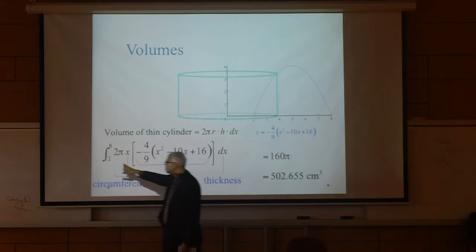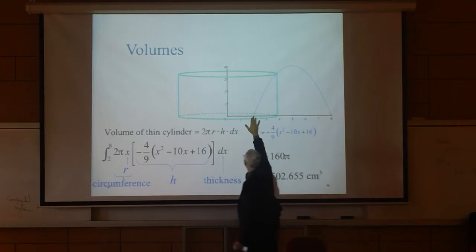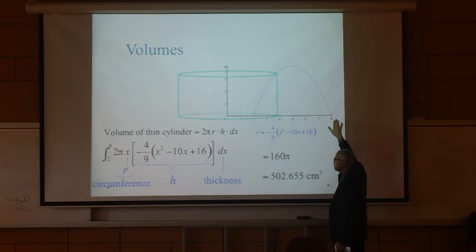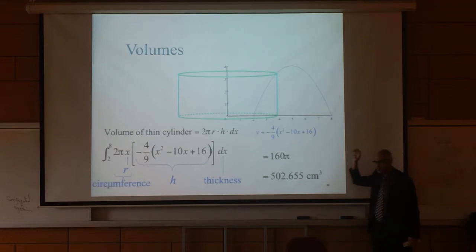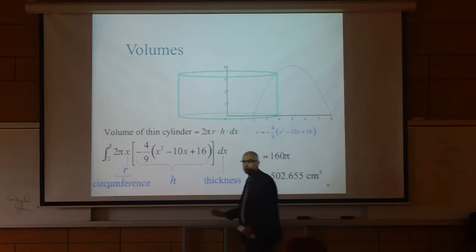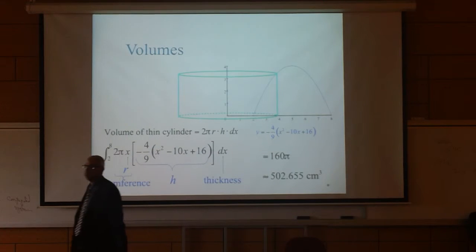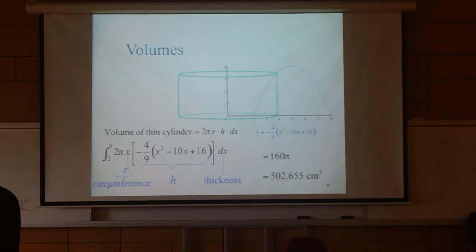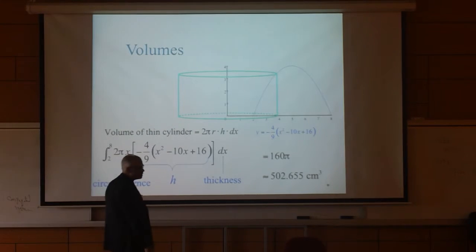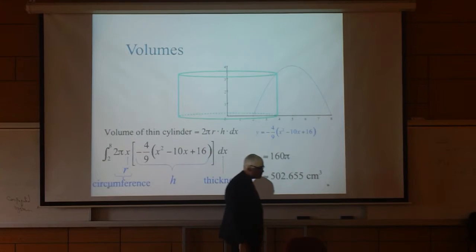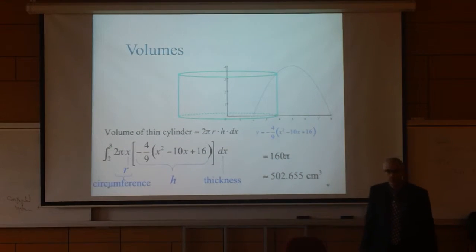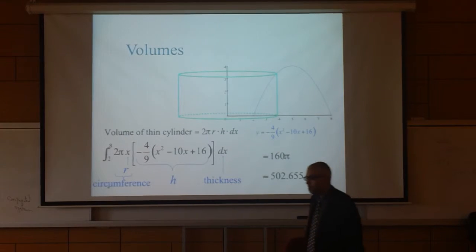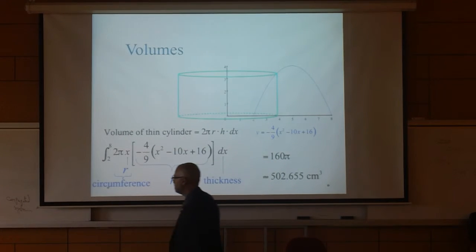Integrating from 2 to 8, from the beginning of the curve to the end of the curve, is going to give me the volume of the overall cylinder. Can you see it or not? Our friend here is suggesting that I can get the area under the curve and multiply it by 2 pi. Is this right or wrong?